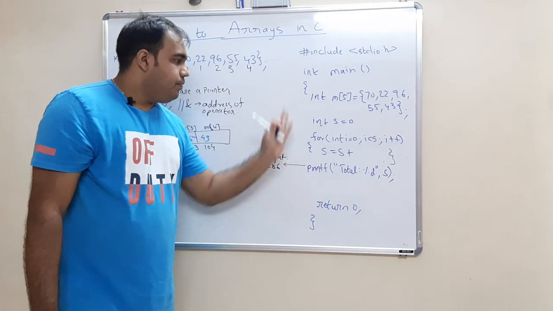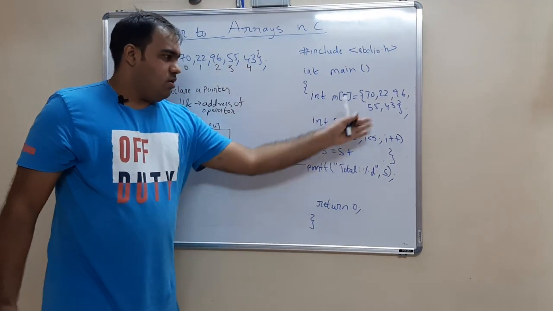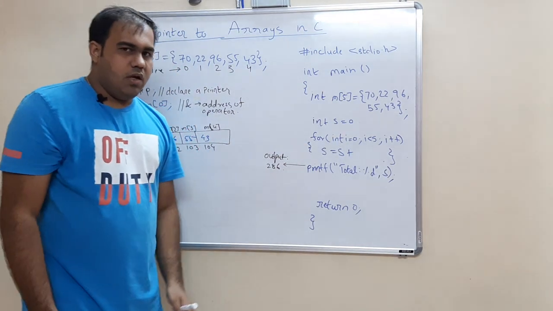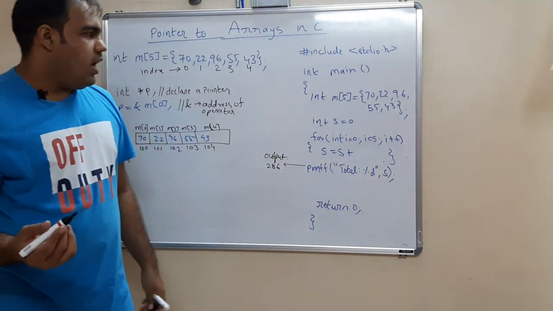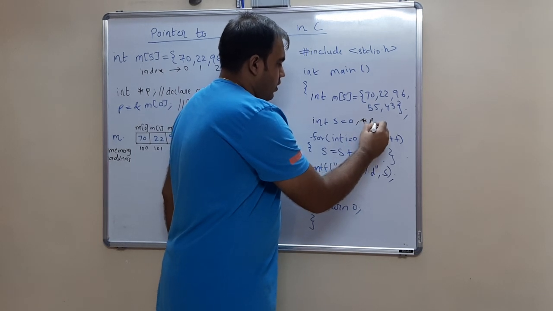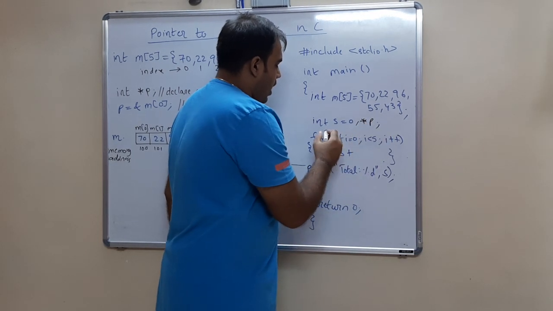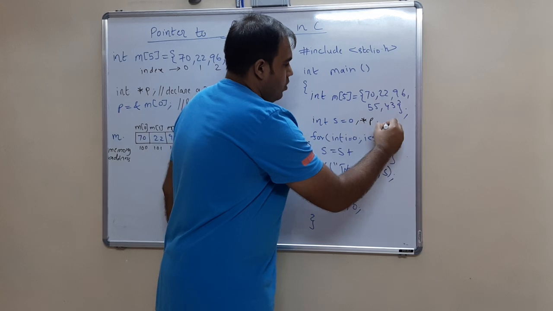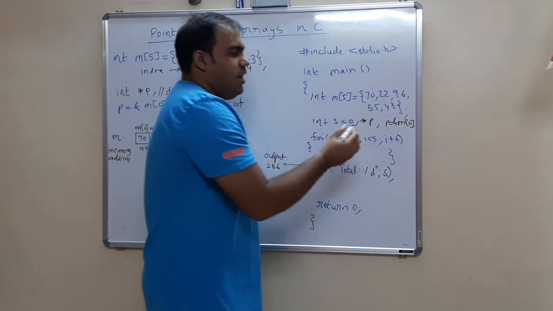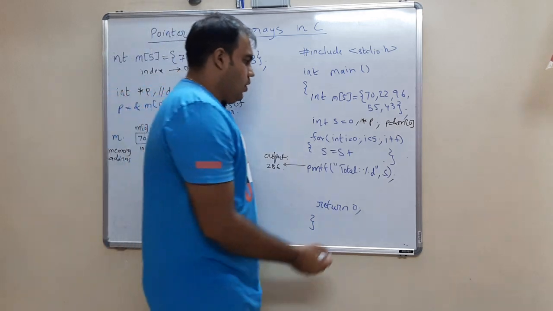Okay, now if I want to calculate the total of this array, which we did in the previous example, most of the code is here. I have just erased some part. So I'll do the total of this array using a pointer. For that I'm going to declare the pointer asterisk p, and I'll say p equals ampersand m of 0. It's a little cramped up over there, but it's okay.